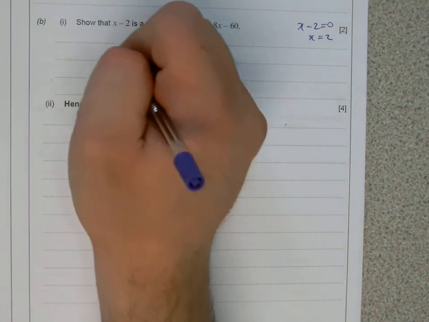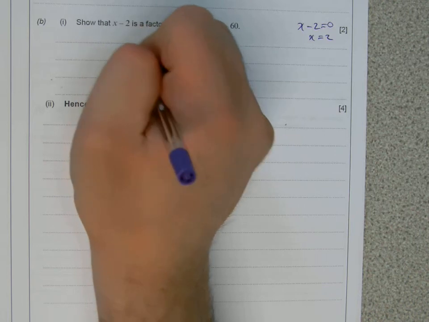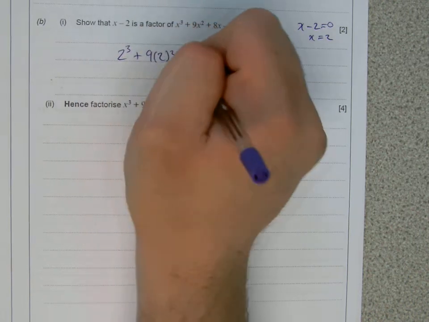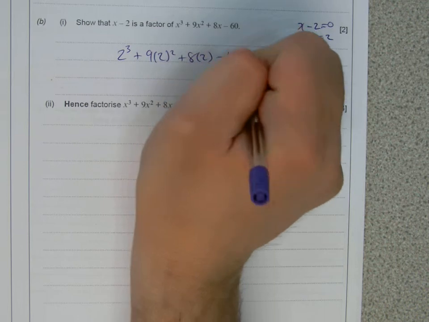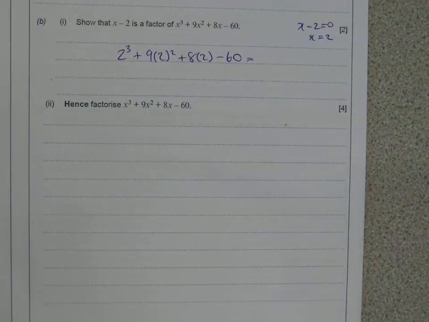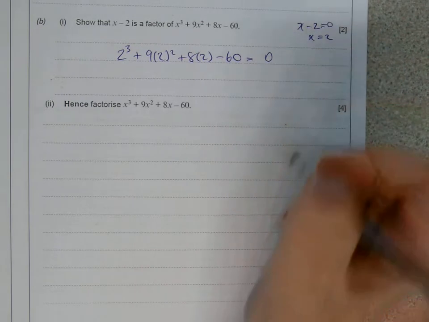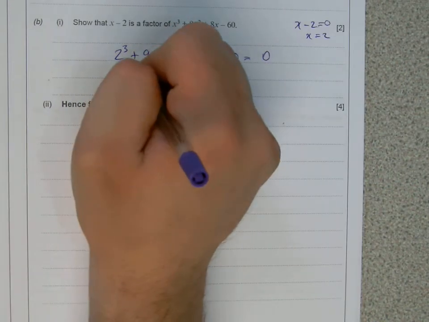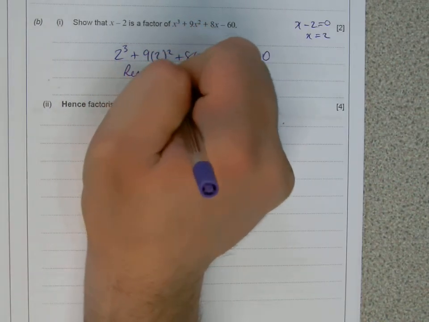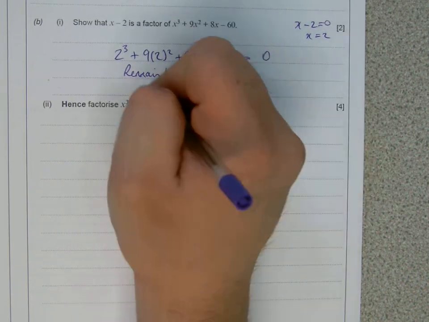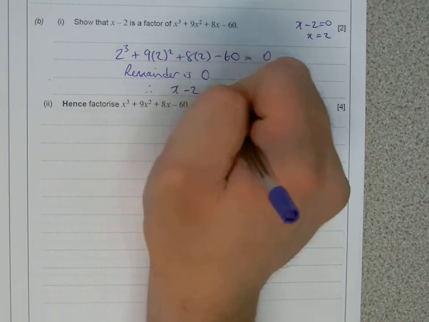In here this would satisfy, this would come out as 0. So if we put 2 in here, 2 cubed plus 9 times 2 squared plus 8 times 2 minus 60, if that comes out as 0, we've shown that x minus 2 is a factor. So I checked on my calculator, and I get out 0 indeed. So I can say the remainder is 0. Therefore, x minus 2 is a factor.